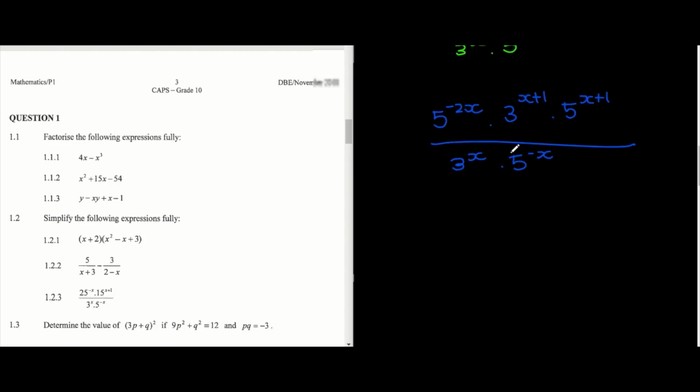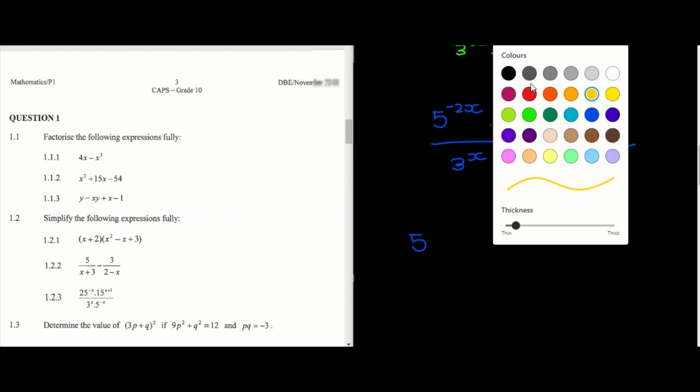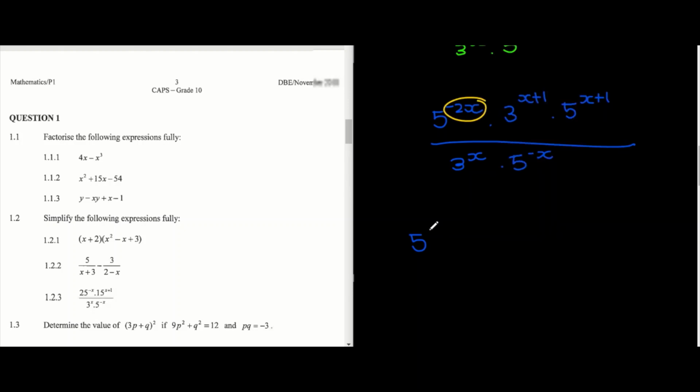So what we do is we are going to group all the 5s and sort out all these exponents. So with the 5s, we have got 5 to the negative 2x, so we keep that up there. And then we've got 5^(x plus 1), so let's add that on, plus x plus 1. And at the bottom, we've got minus x. So if it's at the bottom, we put a minus. It's already got a minus, so a minus and a minus makes a plus x.